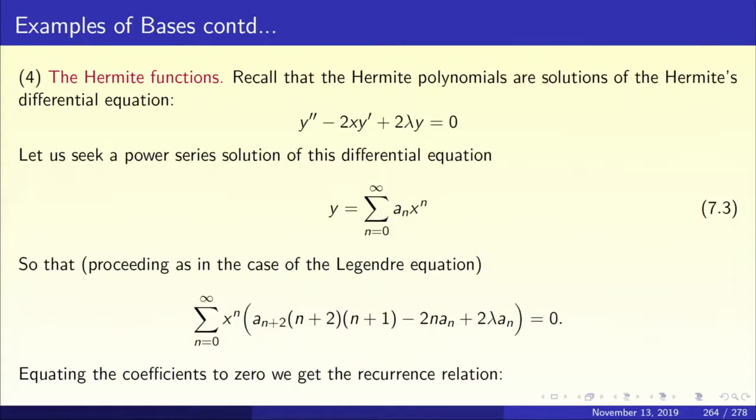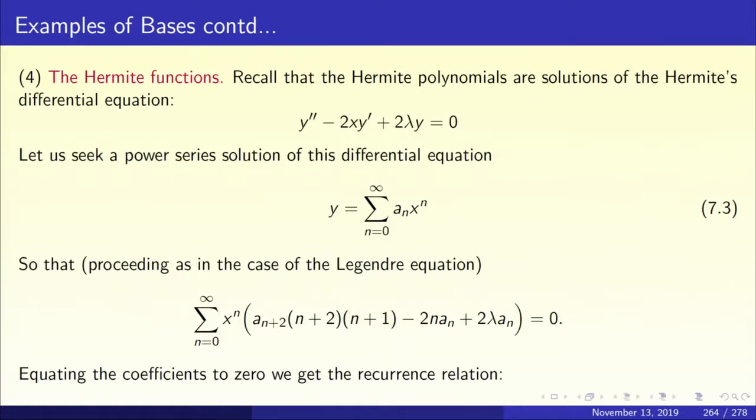Now, you can look for a power series solution of this Hermite differential equation. So, that is display 7.3. Let us look for a solution y = summation n from 0 to infinity a_n x^n. Let us substitute this into the differential equation. So, you must compute y''. What is y''? y'' will be summation n from 0 to infinity (n+2)(n+1) a_{n+2} x^n.